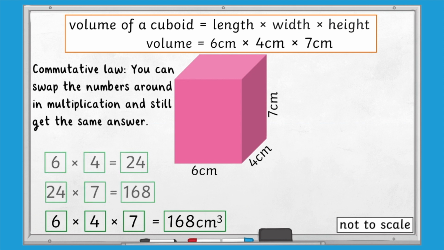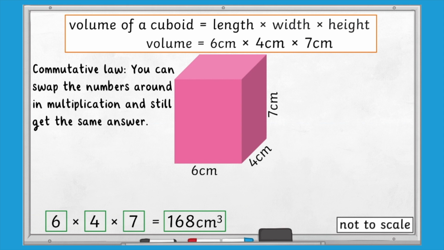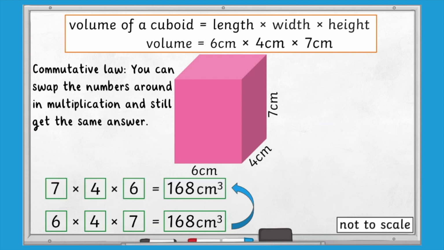Remember, because multiplication is commutative, it doesn't matter which order you multiply the three measurements together. For example, 7 multiplied by 4 multiplied by 6 still equals 168, even though we have multiplied the three measurements together in a different order.